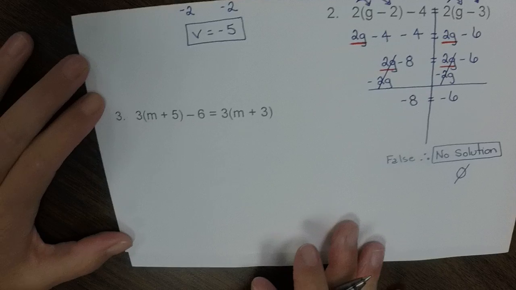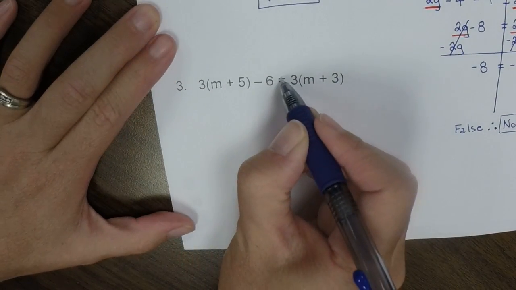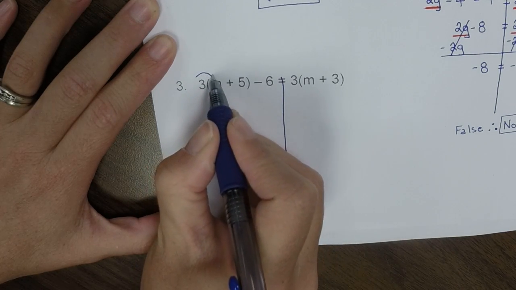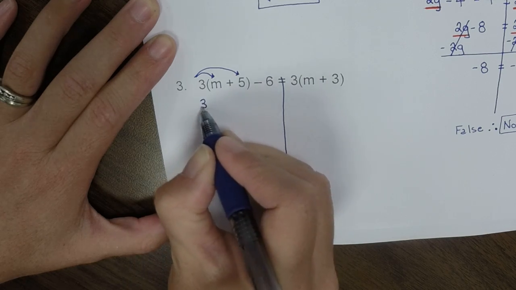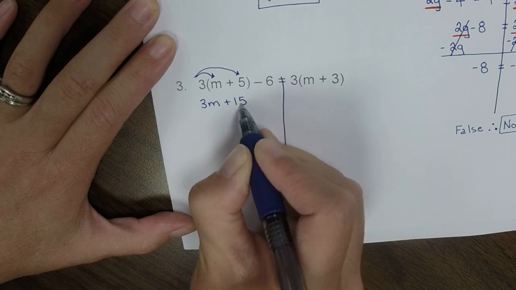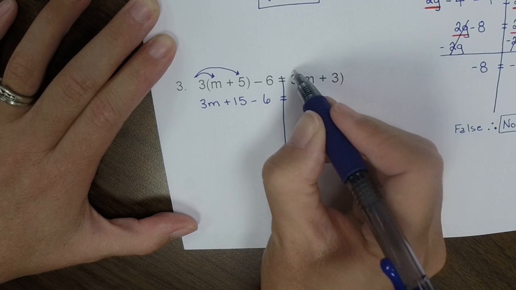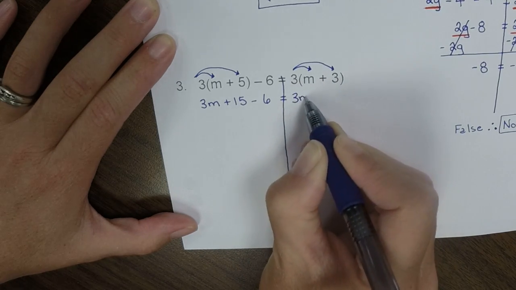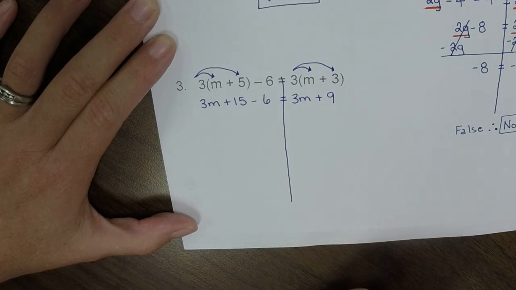All right, so let's look at the last one, number 3. Number 3, again, we draw the line. We would look for fractions. We don't have any, so we're going to go ahead and distribute. So 3 times m is 3m. 3 times 5 is 15. I bring down the minus 6. Then I distribute on the right side. So I have 3m. 3 times 3 is 9.